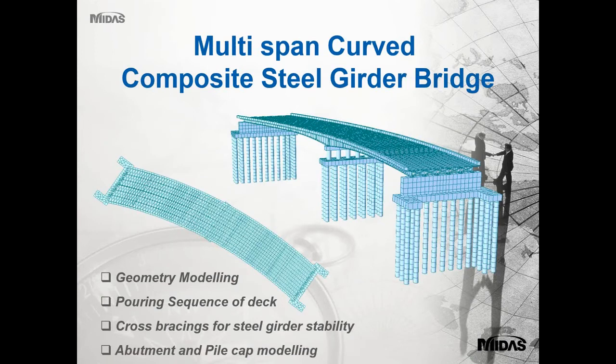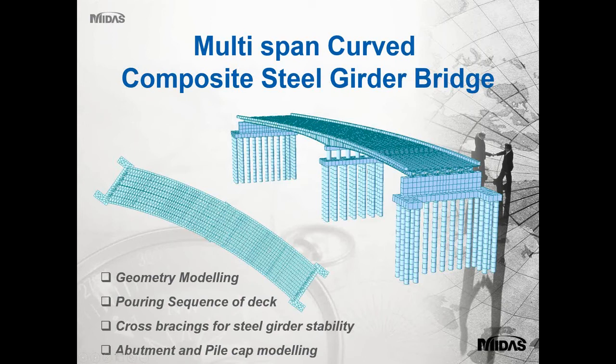We are slightly out of time here, but I'll try to finish it up quickly with some relevant examples and features for the curved bridges. Okay, so this is the bridge I'll be looking at, the 2-span composite steel girder bridge.